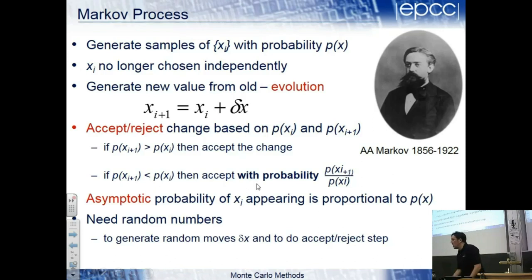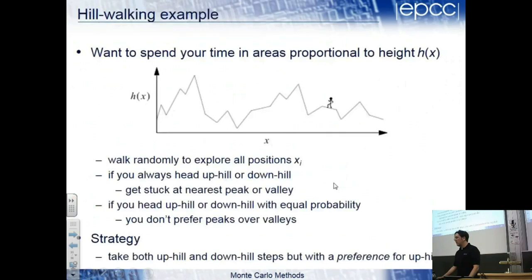There's some issue with the indices here. You accept with probability of p of xi over p of x. So what I'm saying is, I go back to my diagram. If I'm here, and I propose to move here, I always accept it because I want to go uphill. If I'm here and I propose to move here, I accept it with a probability, which is the ratio of here to here. So I'd accept going downhill maybe 80% of the time. So I sometimes go a bit downhill. I rarely go a lot downhill.